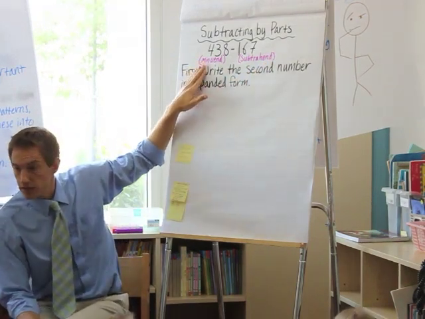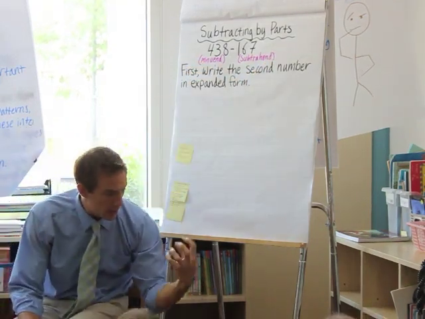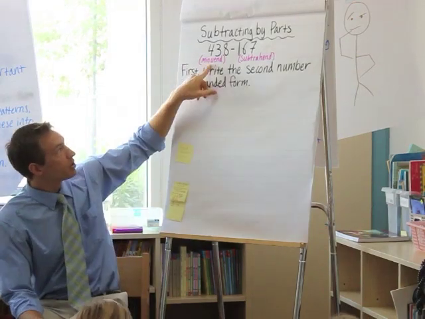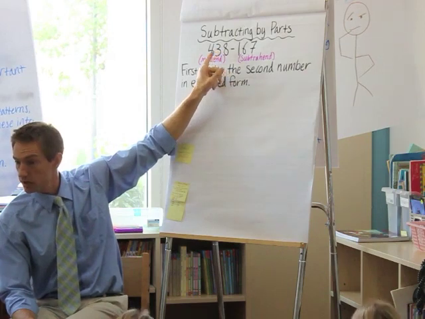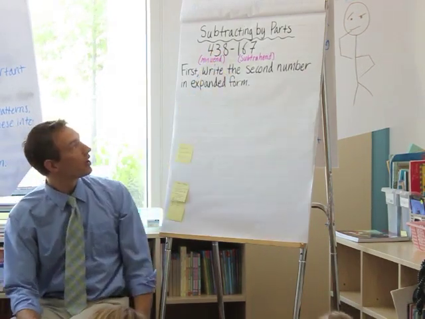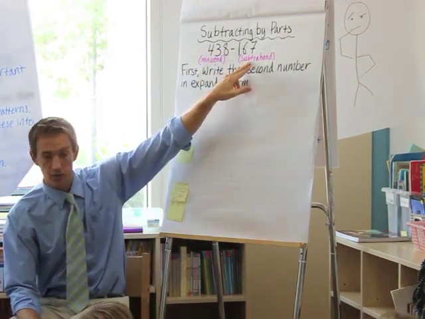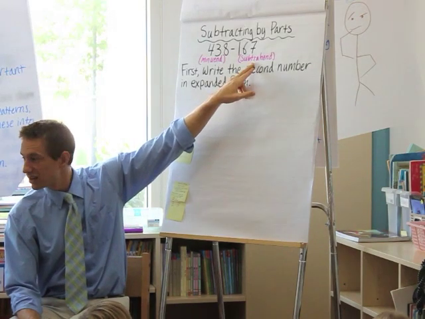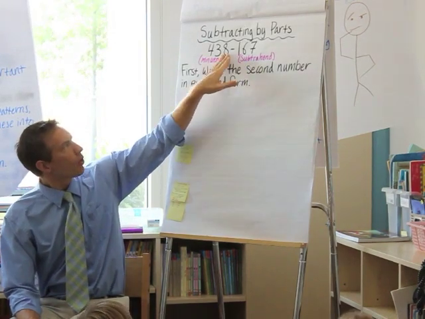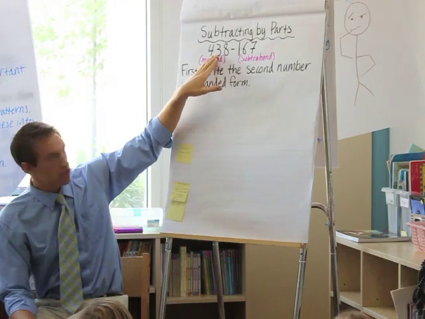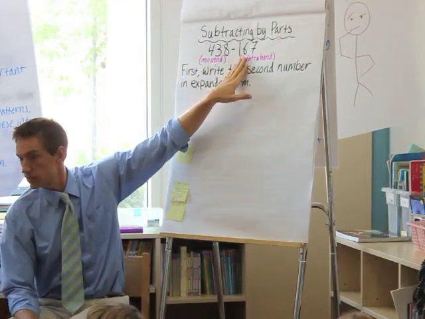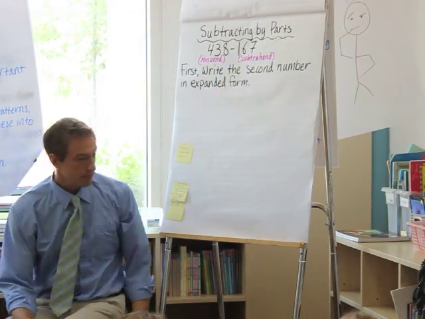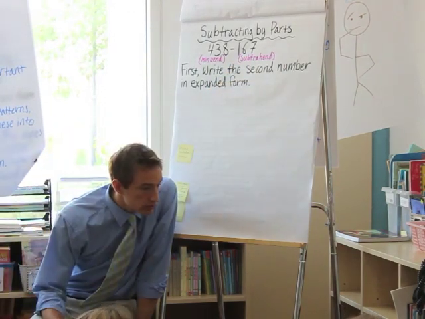This minuend is your starting amount. A minuend is the first number in a subtraction sentence. The second number is called a subtrahend. Right? So whenever you have a starting amount, you are going to be taking away something from that starting amount in subtraction.